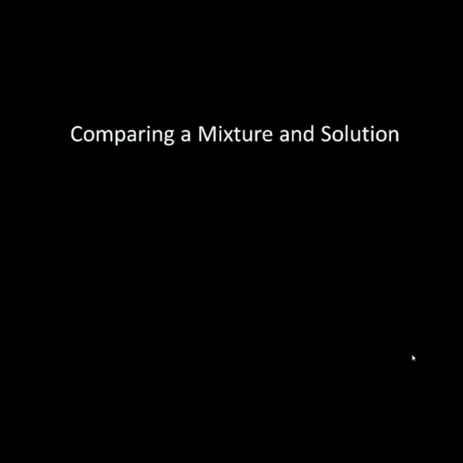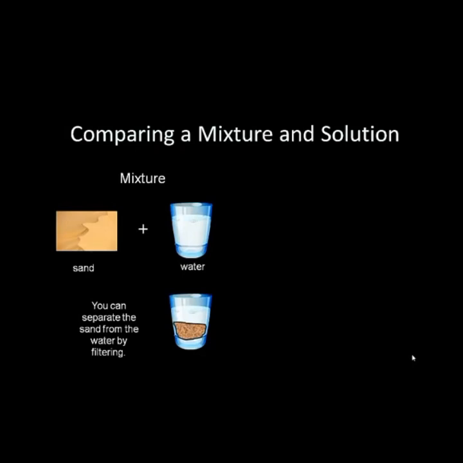Comparing a mixture and solution. A mixture, if you look at this diagram here, we have sand plus water. When you put the sand in the water, as you notice down at the bottom, you have sand in the water at the bottom. They're going to separate by filtering. You could pour it through a coffee filter or any type of filtering device, and it will take the sand out of the water, and all you'll be left with is water.